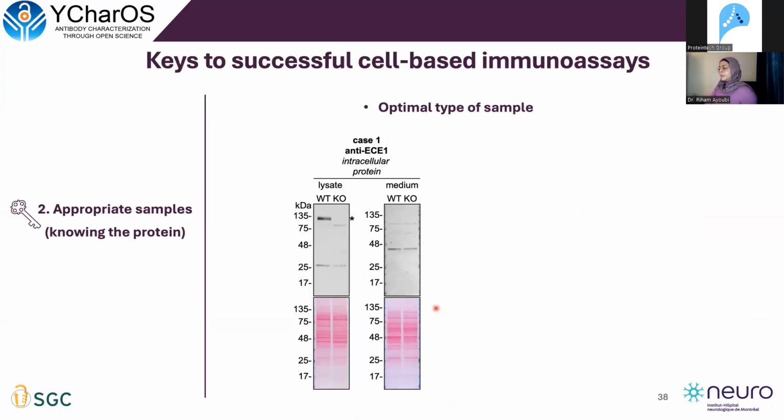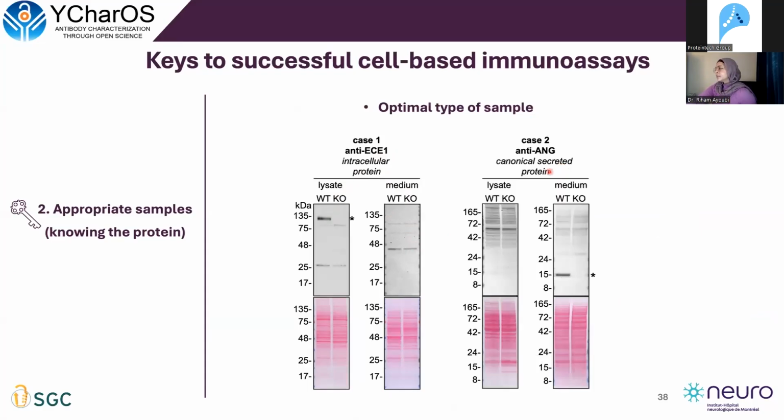Not only the sample source is important, but also the type of sample that you are using. For an intracellular protein, for example, an antibody will detect the protein in the lysate, but not in the extracellular medium. But on the other hand, for a secreted protein, the antibody will not detect the protein in the lysate. However, it will capture the signal in the extracellular medium, the culture medium.